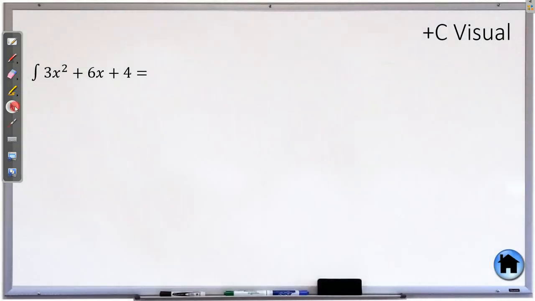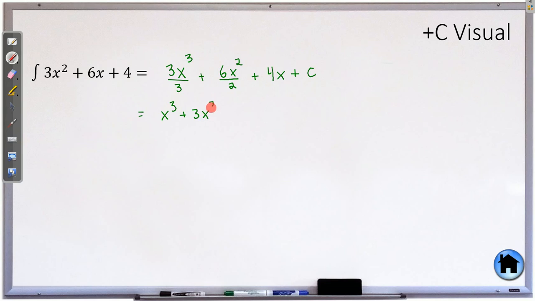So we've got a nice polynomial here. Let's take the antiderivative. So when we take the antiderivative, the x squared will become x cubed. Then we divide by 3, so that's going to cancel out that 3. So that'll be 3 over 3. Plus, this will be 6x squared. But then you have to divide by that 2. Plus 4x plus c. And then if you want to simplify that, make it look a little bit nicer, x cubed plus 3x squared plus 4x plus c.